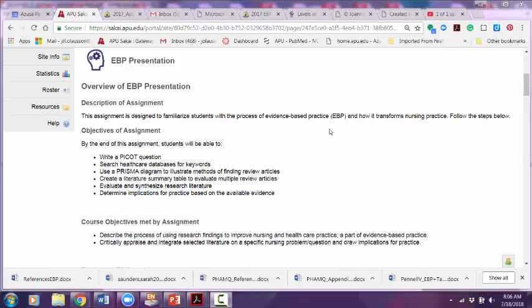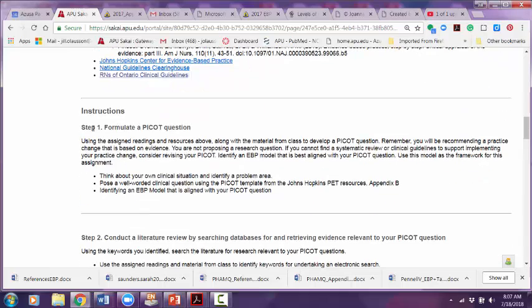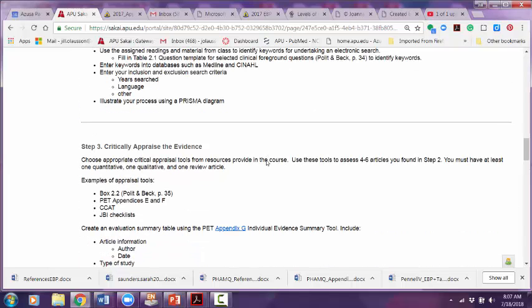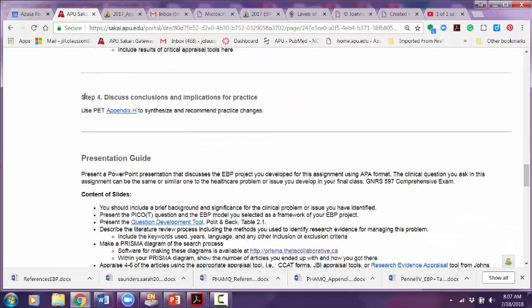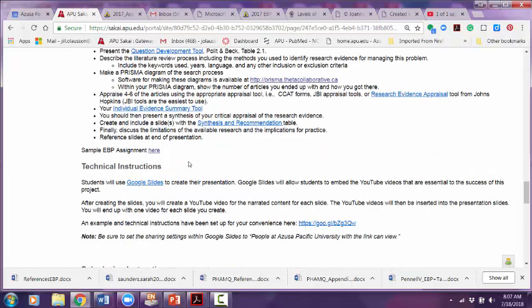So in our EBP presentation assignment, you have now completed Step 1, your PICO question, Step 2, your literature review, Step 3, your critical appraisal, and Step 4 is this week where you're going to make conclusions and recommend whether practice should be changed or not. So make sure that you look into the EBP instructions about the presentation guide. There are instructions here about how to do Google Slides.